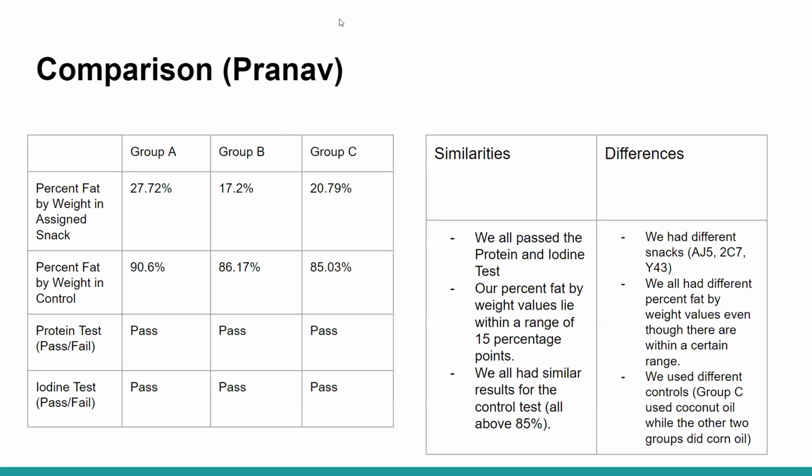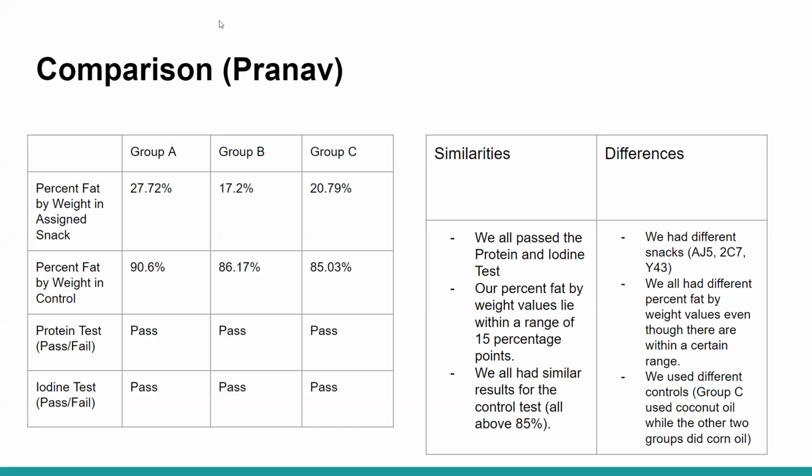And next up, we have our comparison. For the comparison, we have the percent fat by weight in the assigned snack, which was 27.72% in Group A, 17% in Group B, and basically 20% in Group C. For the control, it was 90.6% in A, 86.17% in B, and 85.03% in C. And they passed the protein and iodine test.